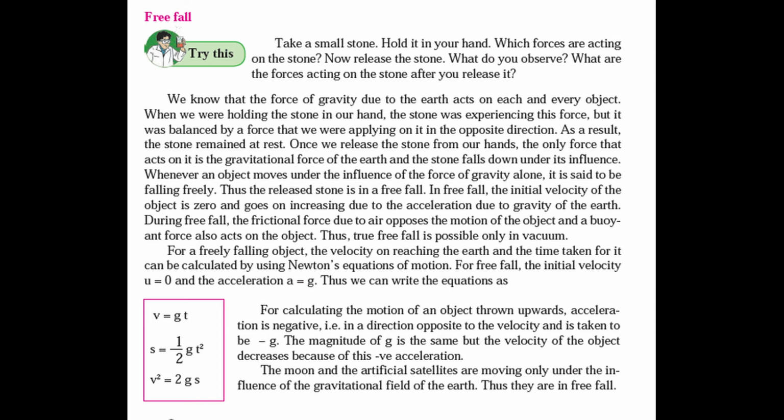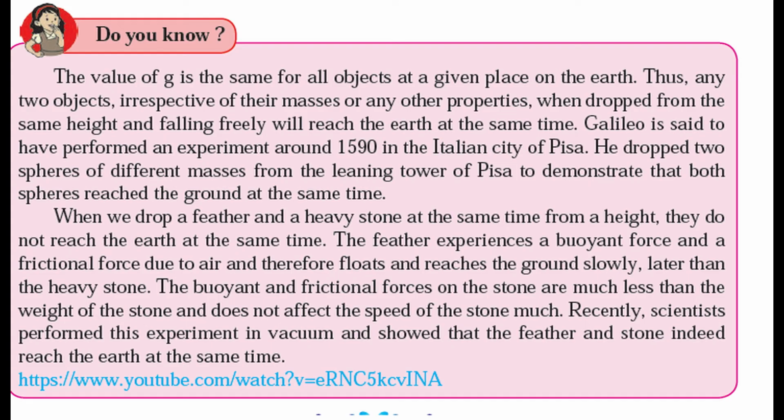The moon and artificial satellites are moving only under the influence of the gravitational field of the earth. Thus, they are in free fall. Now, the value of g is the same for all objects at a given place on the earth. So any two objects, whatever their masses or other properties may be, when dropped from the same height and falling freely, will reach the earth at the same time.